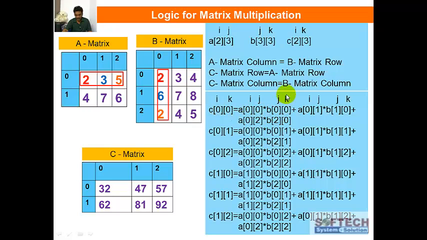Now we see the value of K. K is 0 here, here also 0, here also 0. But in one equation it is 0, then in the next equation it changes, then in the next equation it changes. So it changes 3 times only.